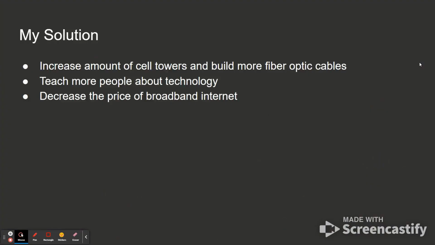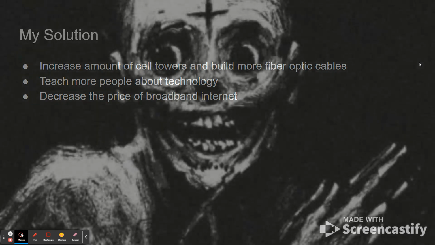My solution to the digital divide would be to increase the number of cell towers and build more fiber optic cables. My other solution would be to teach more people about technology, like teaching more old people how to use technology. Both of these combined would also decrease the isolation people have from each other. And finally, decreasing the price of broadband internet.